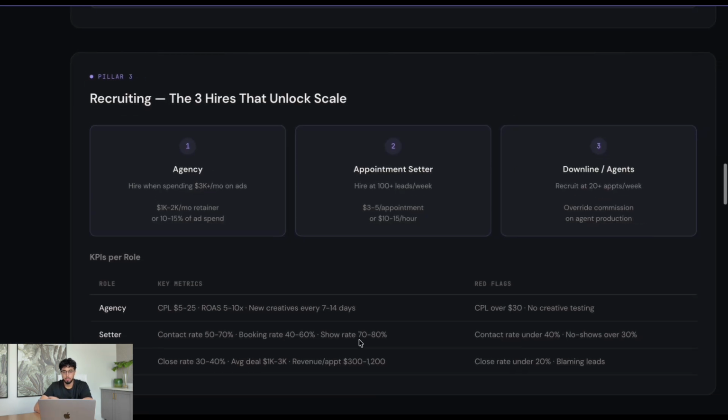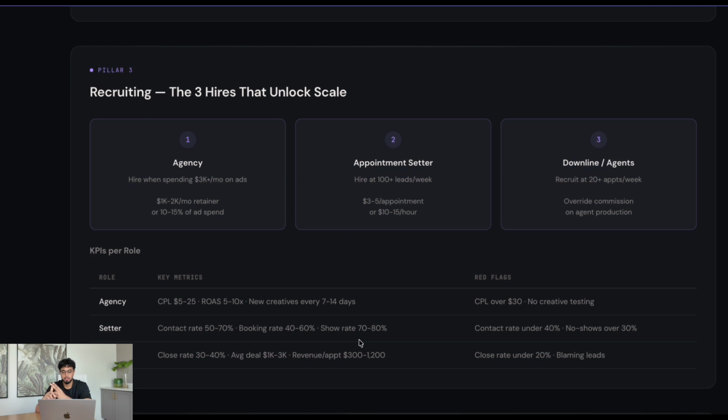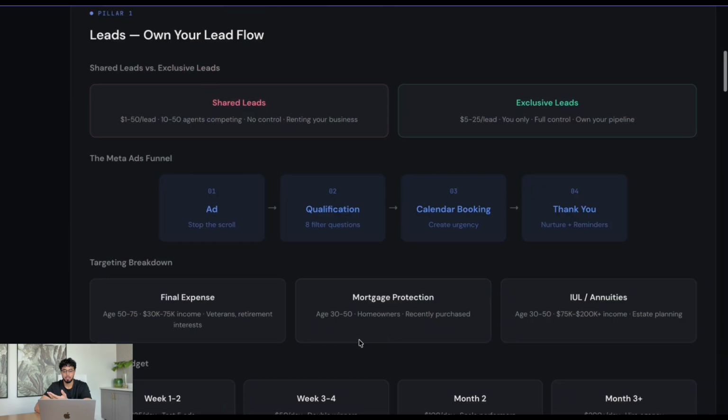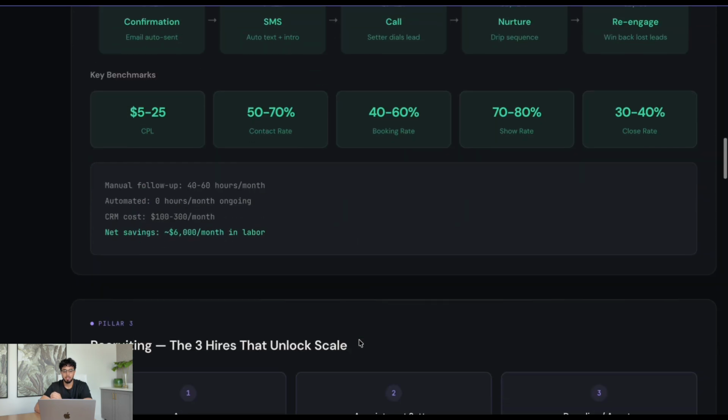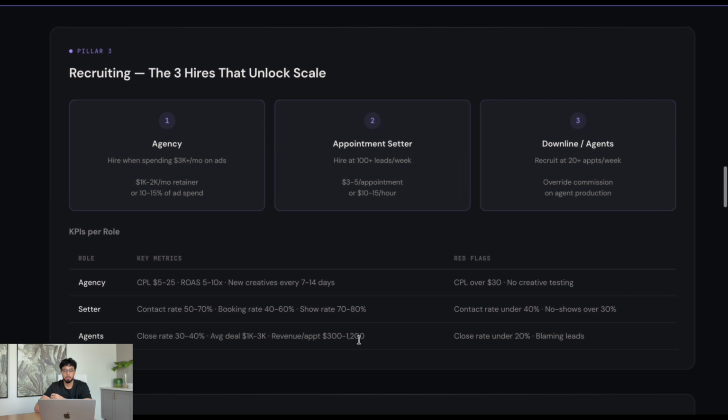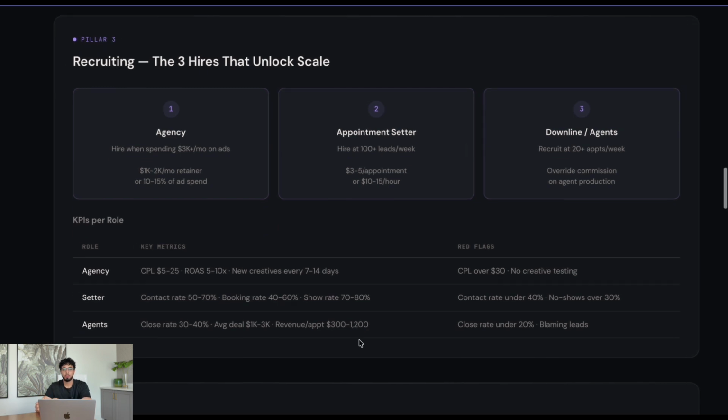So in pillar 3, recruiting, agency, appointment setter, and downline. If you have all these 3 pieces in place, plus the automation follow-up, plus the leads that you're actually owning, you can effectively scale to the next level. And then we'll go into how to actually scale once you have these people in place, which is training.